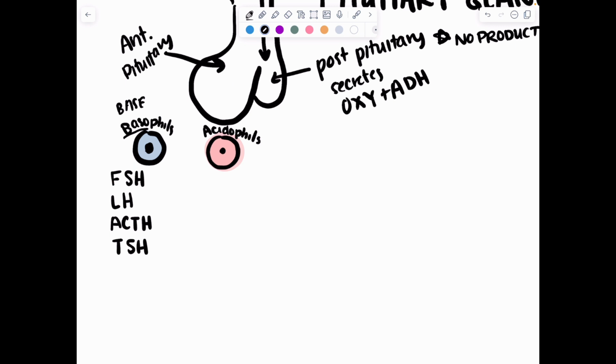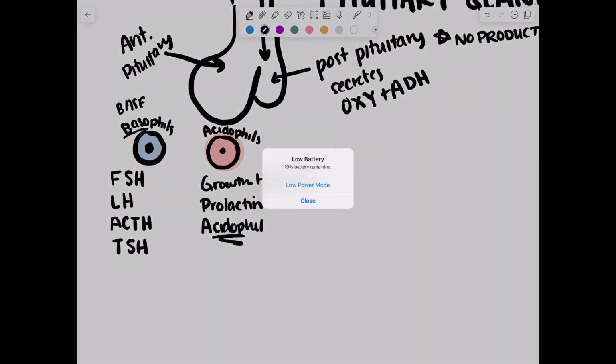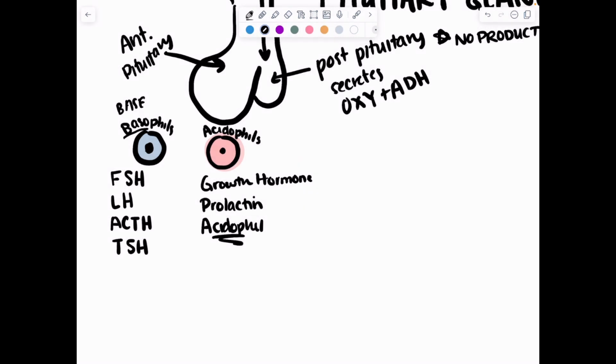The acidophils don't make as many. The acidophils are my GPA. I remember the A for acidophil. The acidophil makes 2: growth hormone and prolactin. Growth hormone helps with a lot of different regulatory things, such as the use of glucose, as well as how we grow with our bones and our muscle. And prolactin is going to be involved in the production of milk.